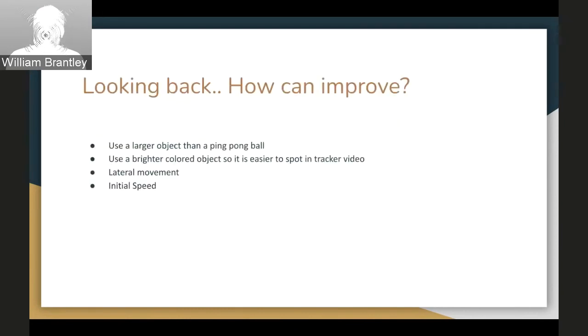I think I should use a larger object with more surface area than a ping pong ball, and maybe a brighter colored object so it's easier to spot when I'm doing the point masses and tracker, and then just cut down on the lateral movement and initial speed of the object.